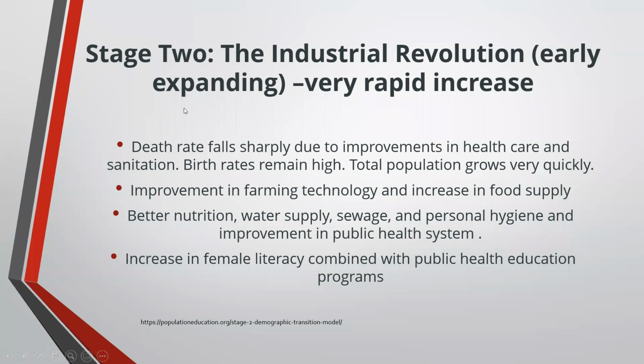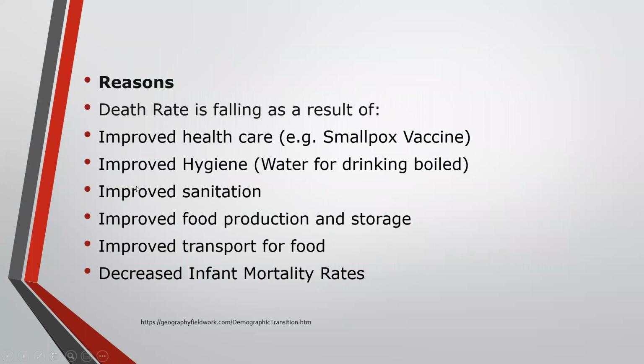In this phase, countries move because of the improvement in farming and technology, increased food supply, and better nutrition. Water, sewage, and personal hygiene in the public system were among the reasons. An increase in female literacy combined with public health education programs was one of the important factors that led many countries to move from stage one to stage two.